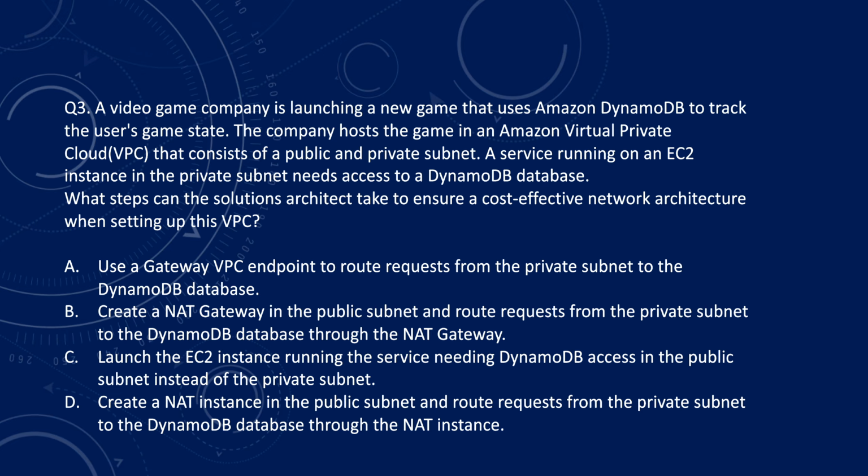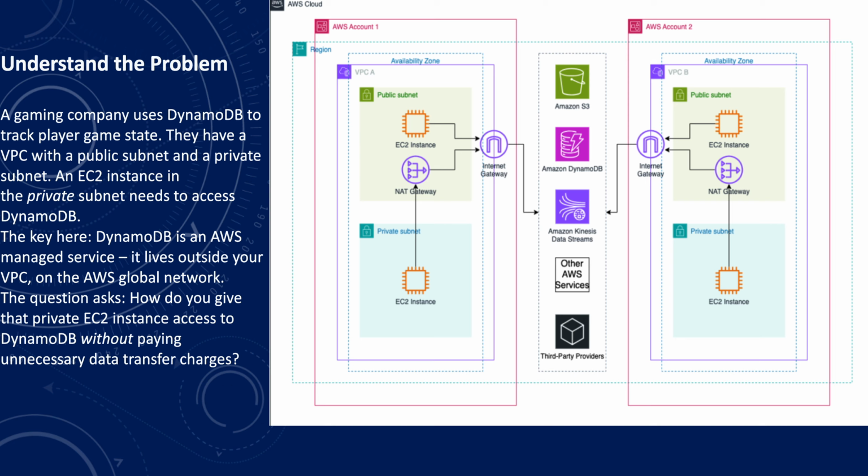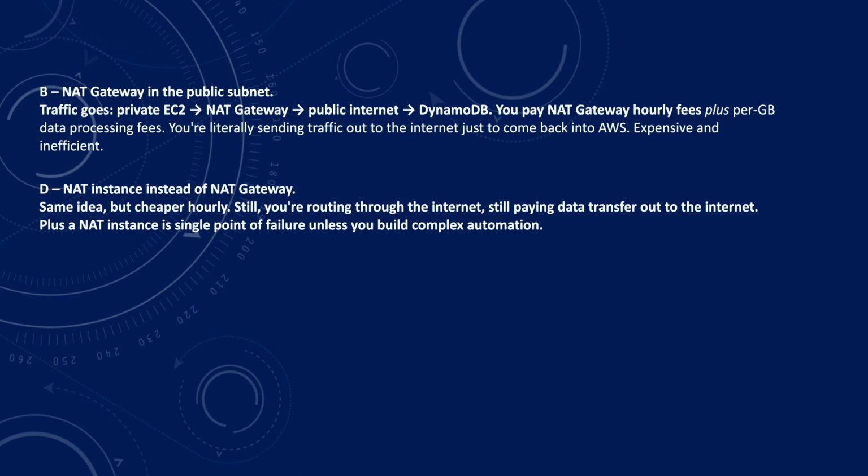In option B we were creating a NAT gateway, and in option D we are creating a NAT instance. Both are in the public subnet, and it will route the request from the private subnet to the DynamoDB database through the NAT gateway in option B, and through the NAT instance in option D. So it is the same idea as B, but cheaper hourly. It will be cheaper than option B.